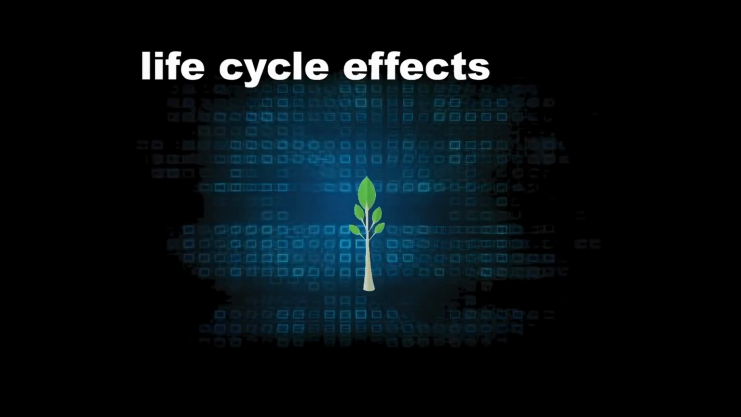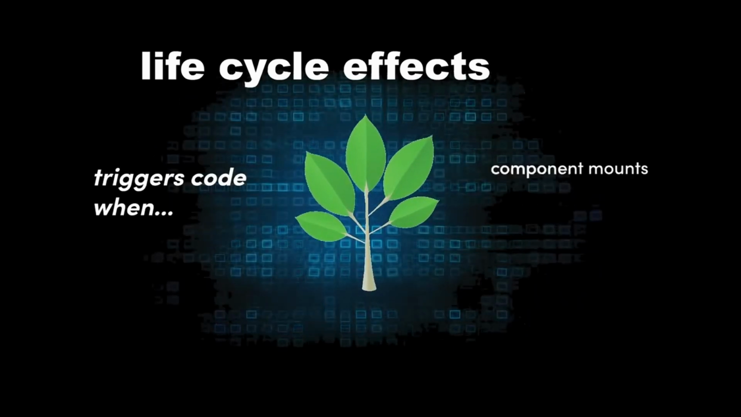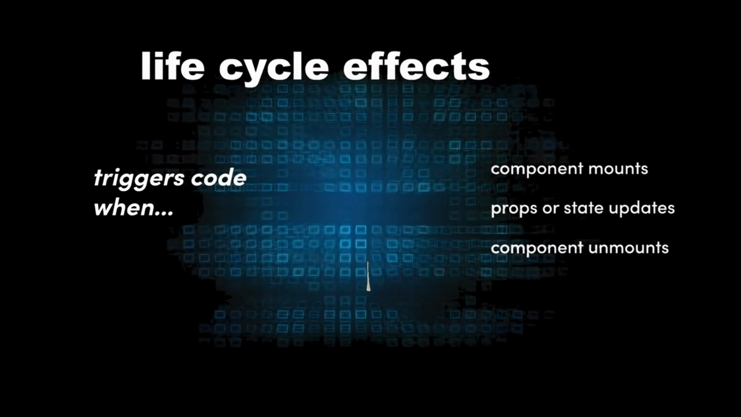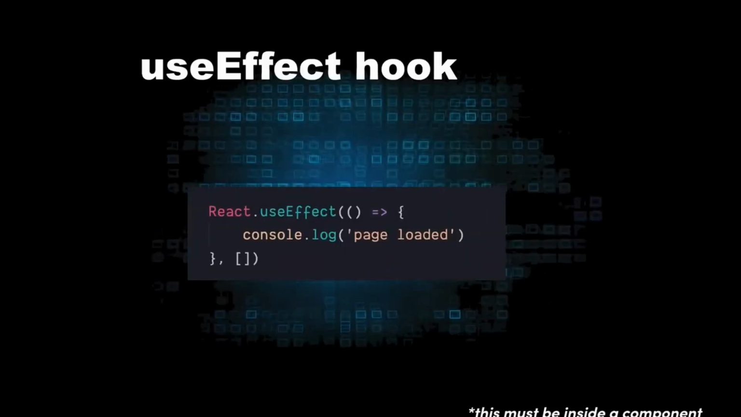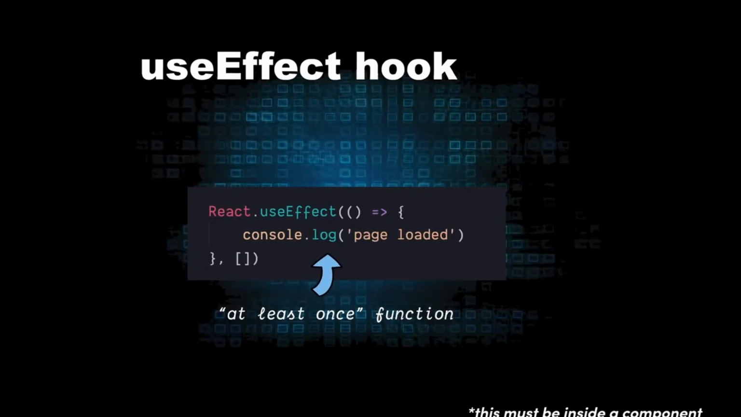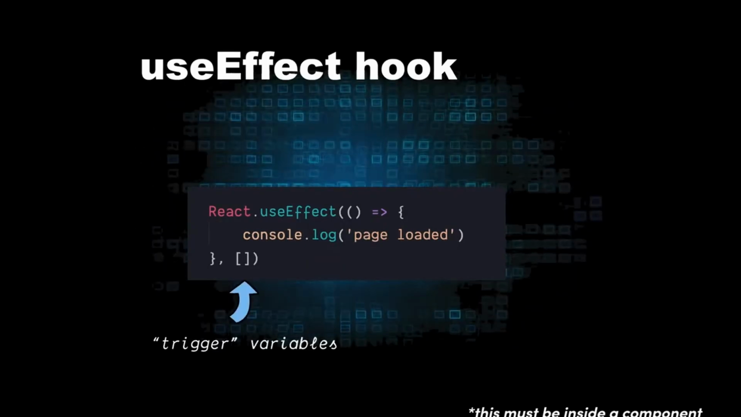Let's talk about lifecycle effects. These are just functions triggered when a component's created, updated, or removed from the page. Conveniently, these are all managed with the useEffect hook. The first argument is a function that runs when your component is created on the page. When and if it runs again depends on the second argument, which is an array of triggers.